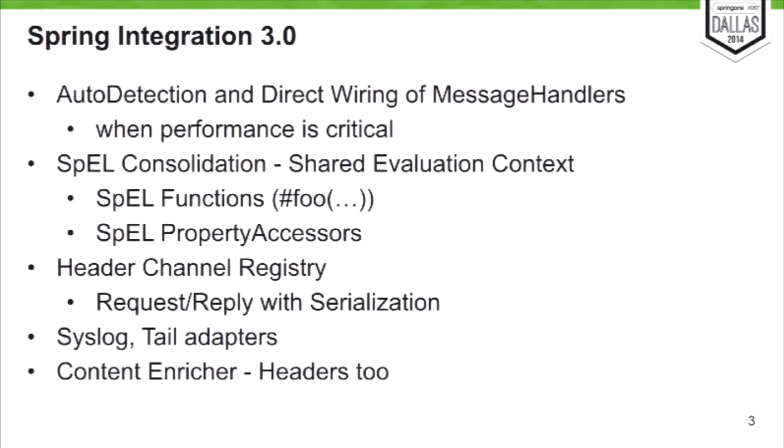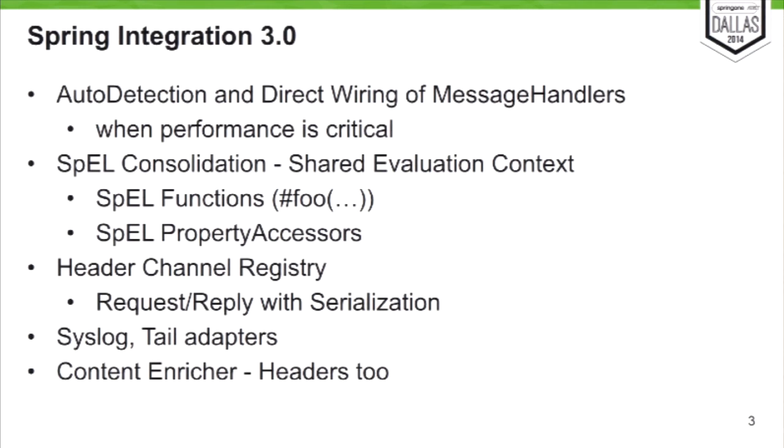You know, say, pound foo, so you've got a function called foo that does anything you want. Again, that was enabled by the fact that we have this shared evaluation context that all the SpEL expressions use. And similarly, we added the ability to add custom property accessors. So if you've got some bean or some payload that doesn't fit the Java bean style and you need some special way to access the variables in that payload, then you can add your own property accessor.